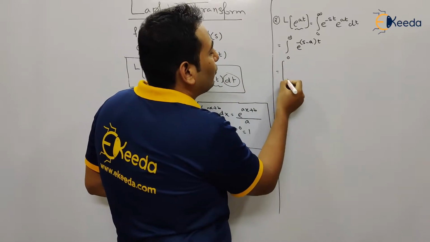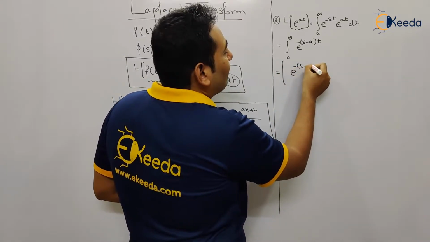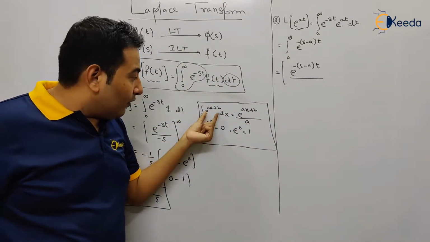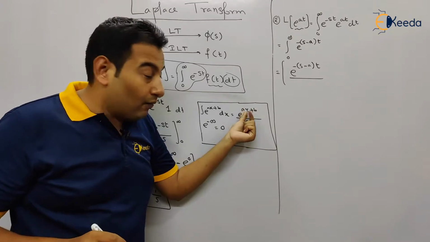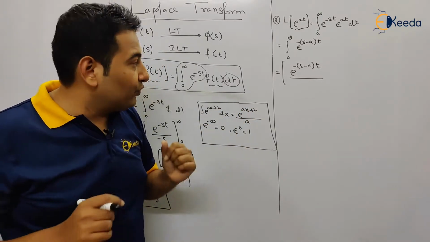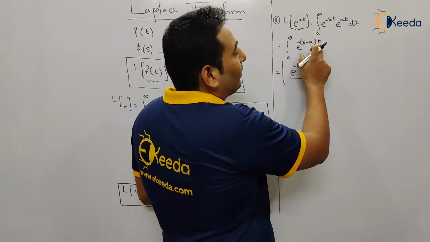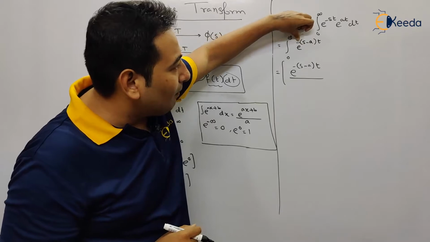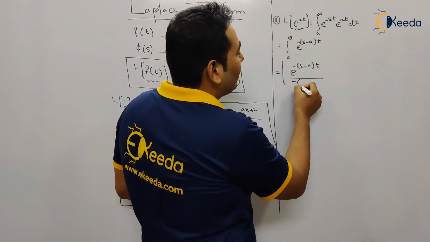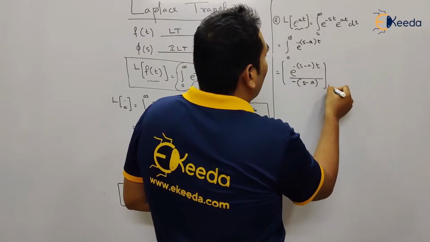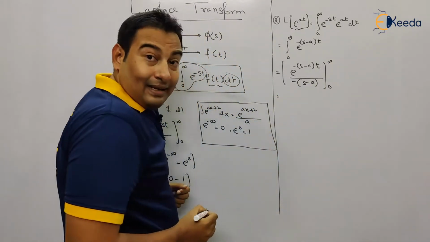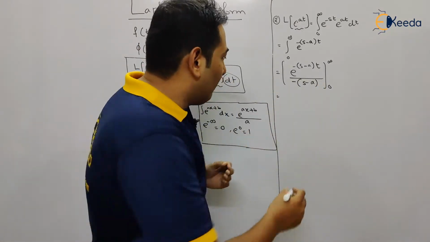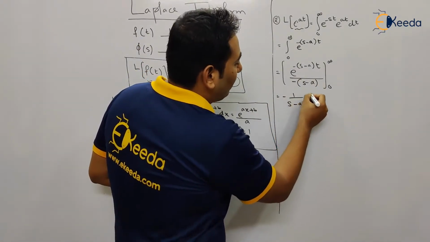Let's integrate. So this will be e raised to minus (s minus a)t as discussed here. The exponential term will be as it is, and whatever is with t, we're going to divide by that term. So with t we have minus of (s minus a), so here it will be minus (s minus a), from 0 to infinity. Again, you want to substitute in t. This is your constant term, so that will come out.